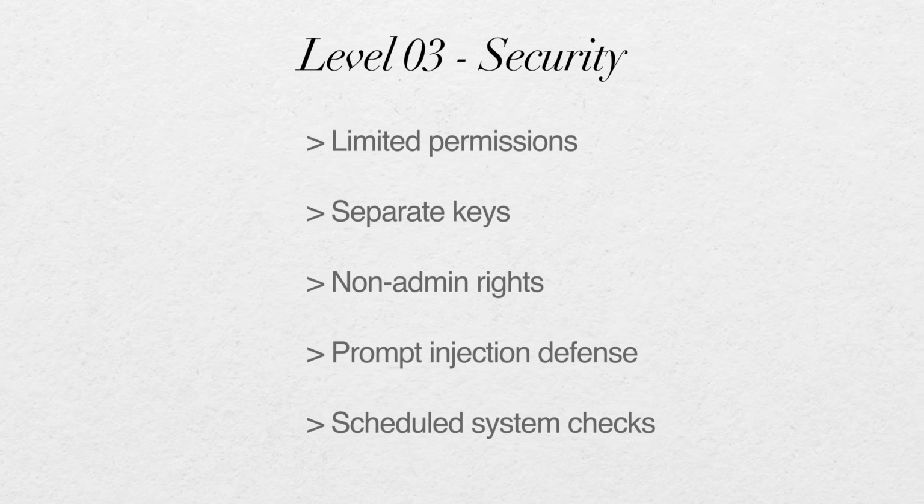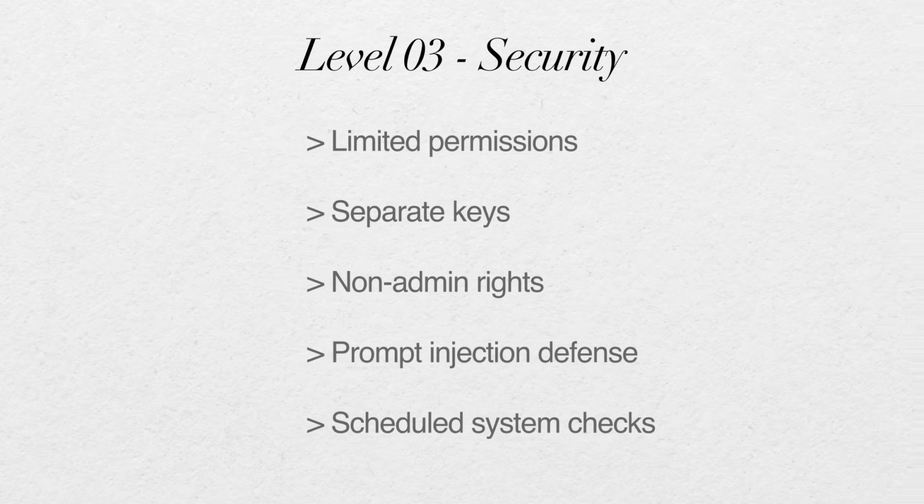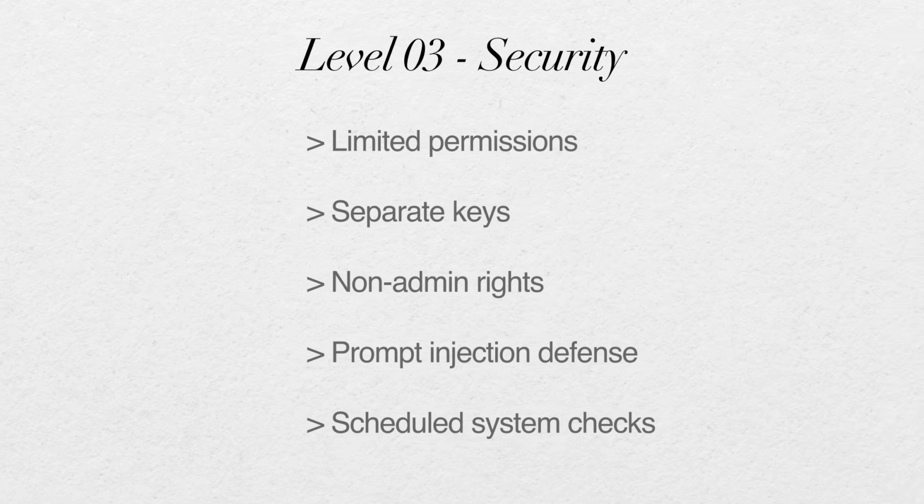Now let's talk security, because at level 3, this is really where things start to get important and where you start to see people take a lot more action with regards to security. Basically the understanding here is that if OpenClaw can access your GitHub or your Gmail or your CRM, you need to make sure that you are using limited permissions for each of those, that you are using separate keys, siloed off for each of these, and not giving it full admin rights.